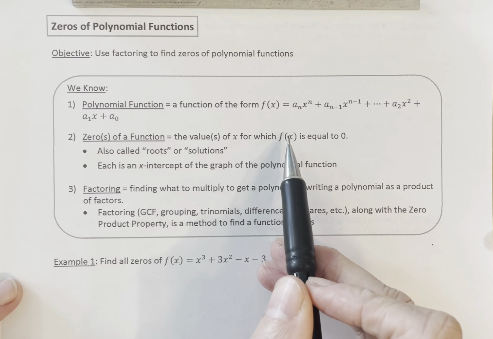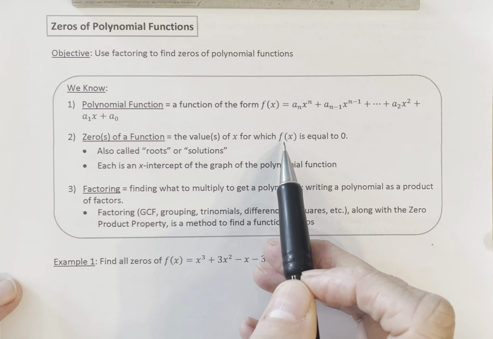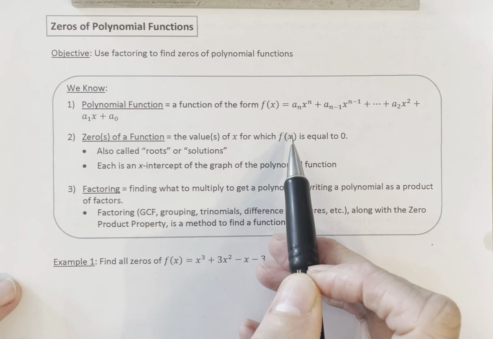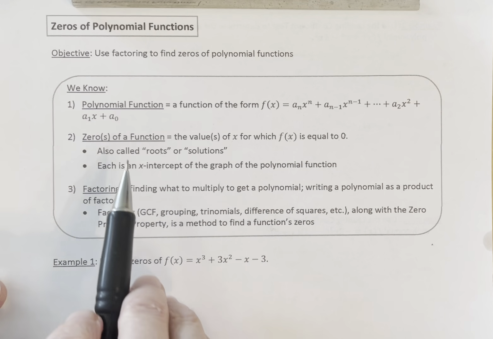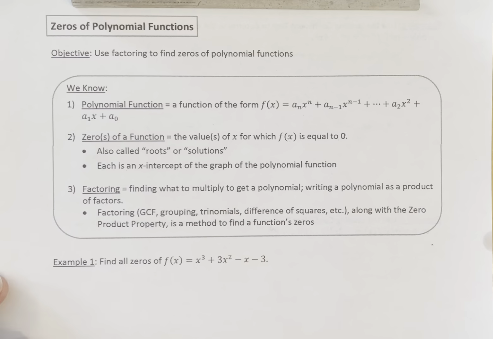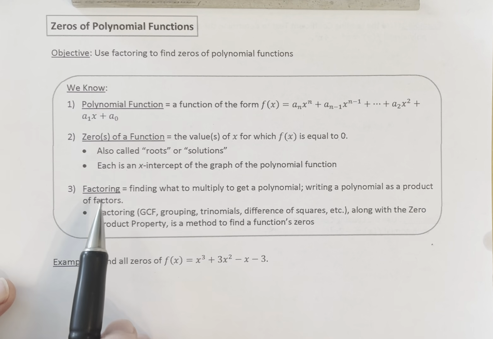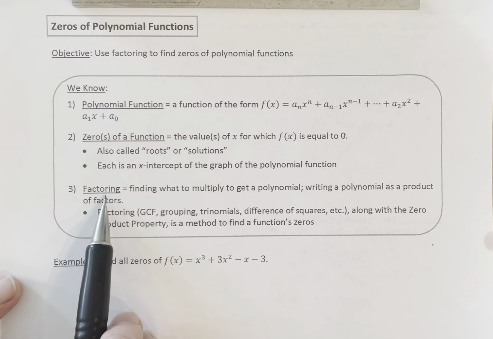If f of x is 0, we can replace f of x with y. When y is 0, we are on the x-axis. That's why these zeros are x-intercepts. Finally, we know what factoring is. We've done a lot of factoring in our past.